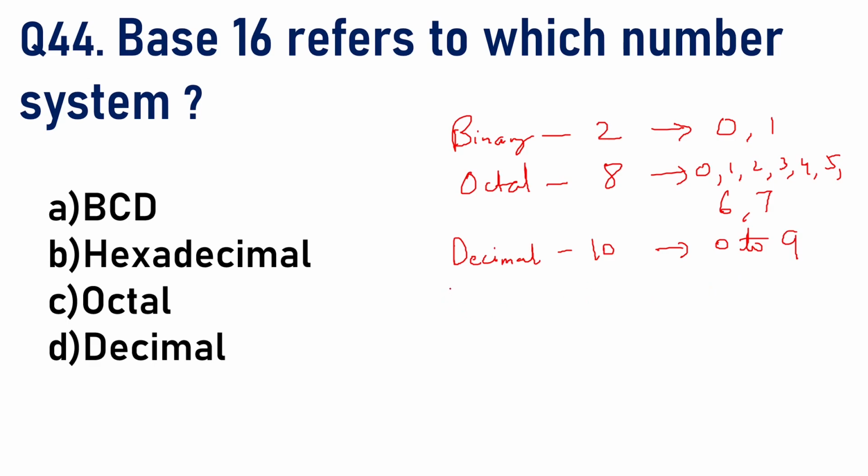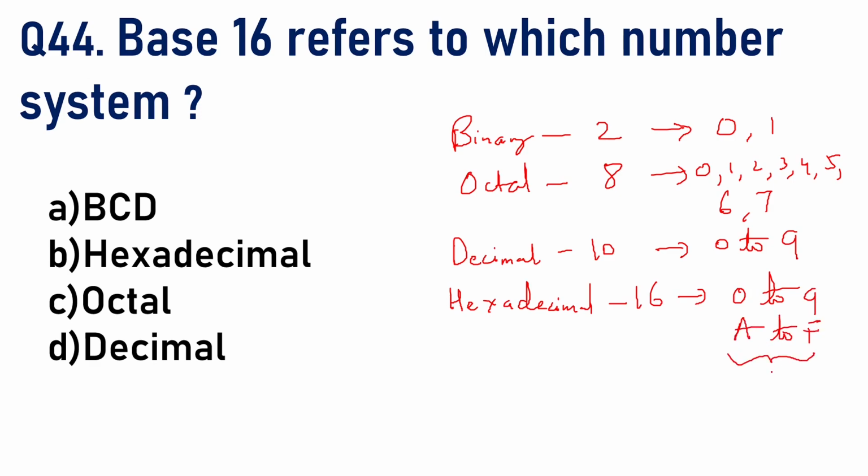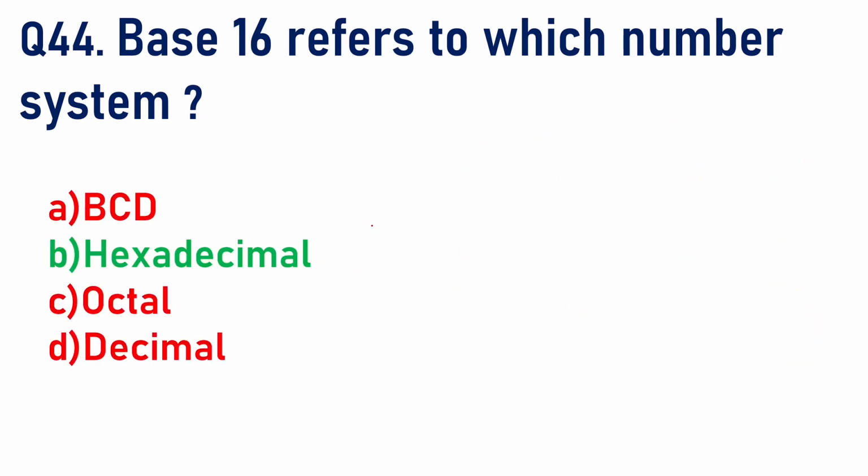And then comes hexadecimal numbering. In the hexadecimal number system, the base is 16, in which you can have numbers from 0 to 9, and then numbers from A to F. So totally we have 16 numbers, so it is to the base 16. So base 16 refers to which number system? It is hexadecimal. So option B will be the right answer, that is hexadecimal.